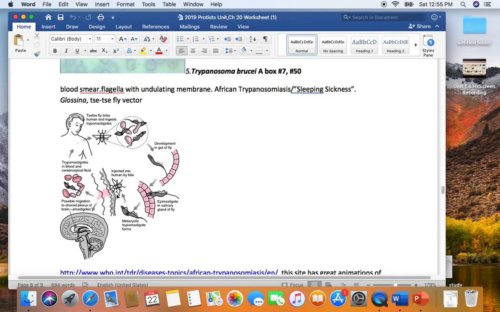So the trypanosomes are multiplying in the blood. They can then reach the lymph nodes and multiply in them. They can cause lymph node enlargement. They can then invade the brain, and this is where it gets truly serious and very difficult to treat. So it's with the invasion of the brain that we see the common name, sleeping sickness.